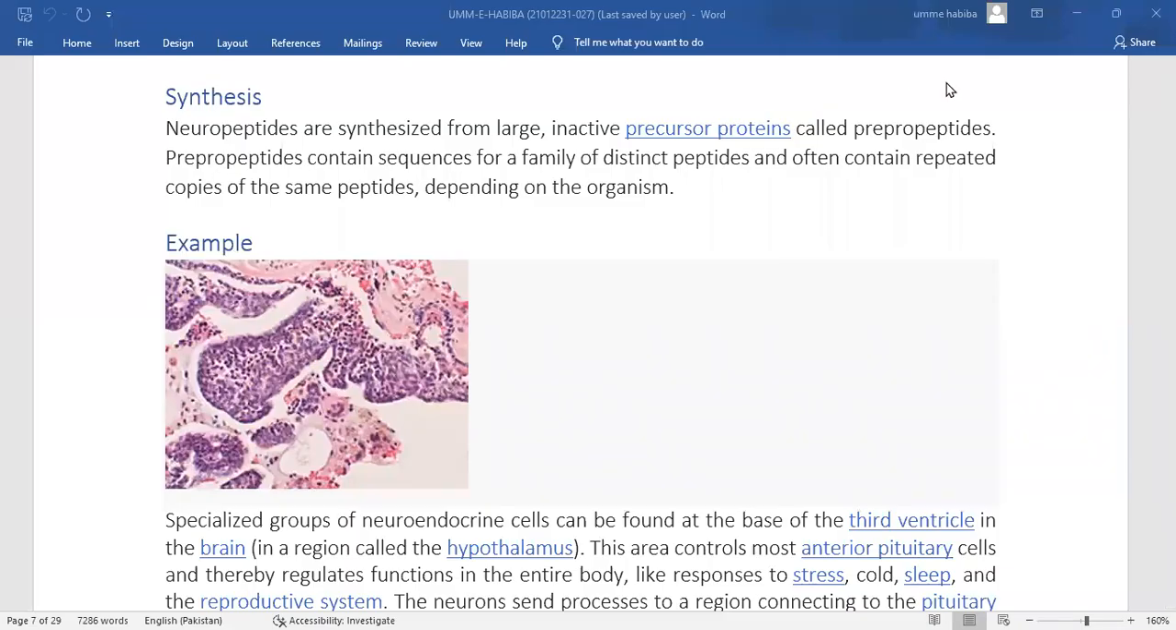Here is the synthesis of neuropeptides. Neuropeptides are synthesized from large inactive precursor proteins which are known as prepropeptides. Prepropeptides contain sequences for a family of distinct peptides and often contain repeated copies of the same peptides depending on the organism. Here are the examples.